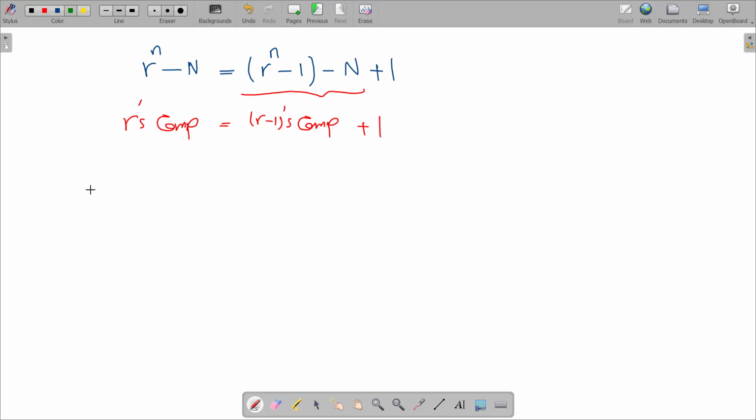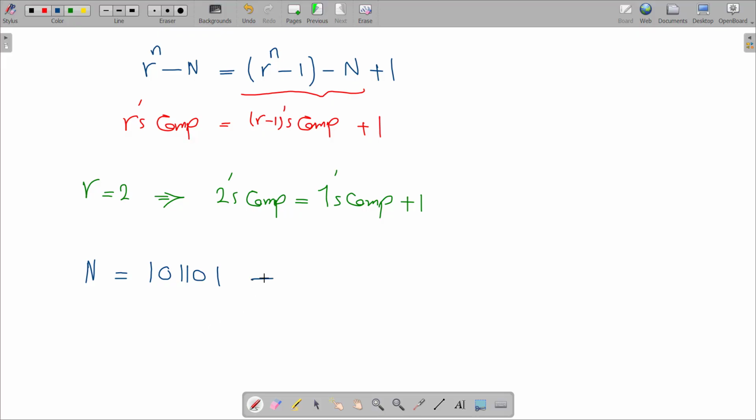If r is equal to 2, I can say that the 2's complement of a number is equal to the first complement plus 1. And we have learned how we can find the first complement. For example, suppose that n is equal to 101101 and we are asked to find the 2's complement of n.